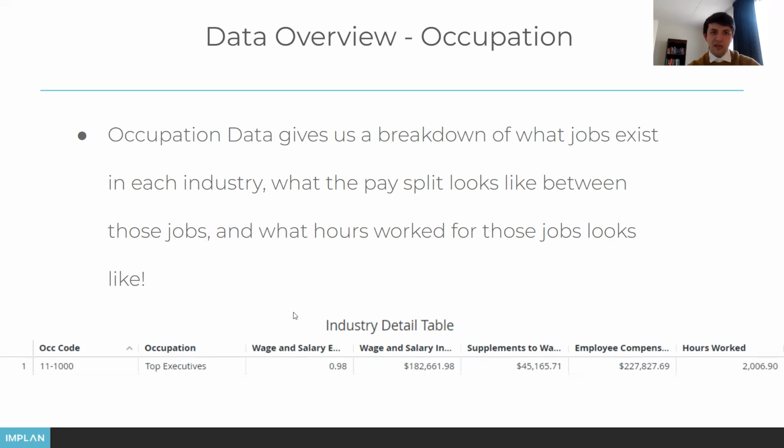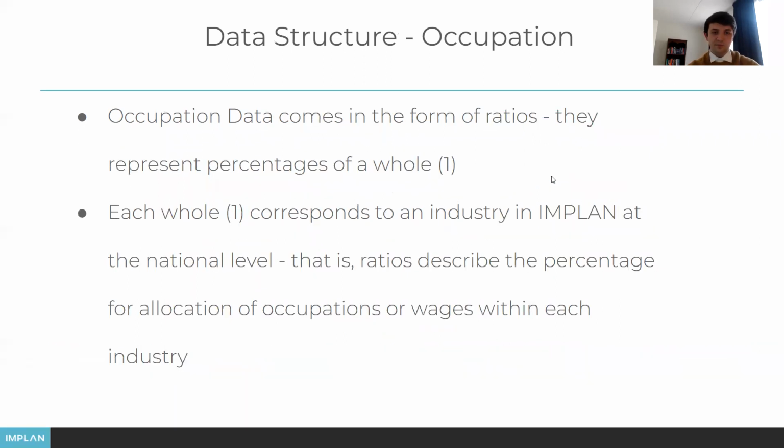We'll see a display for the occupation code, its name, wage and salary employment count, wages, and supplements to wages. Those two together make our employee compensation, wages plus supplements to wages, and then the hours worked for that job. I'll go into more detail about how we move from what our data team produces until how it gets to this final stage now.